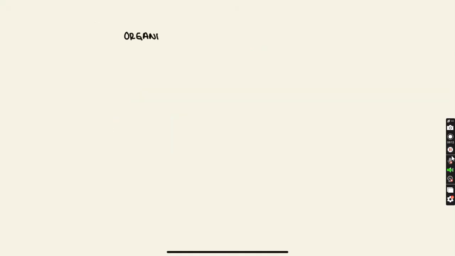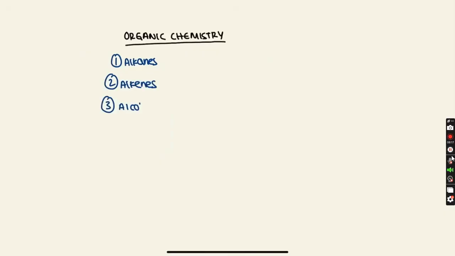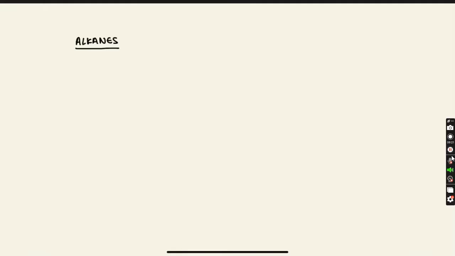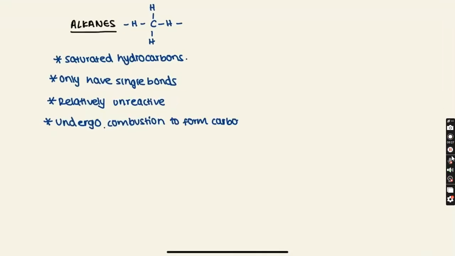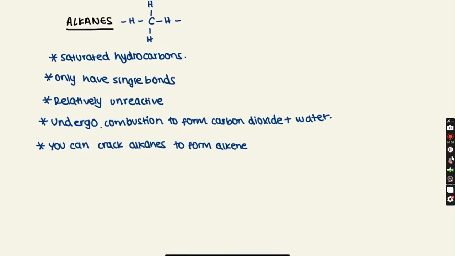With organic chemistry, we have 4 main types of groups that you need to know: alkanes, alkenes, alcohols, and carboxylic acids. Alkanes are saturated hydrocarbons. They only have single bonds, and they're relatively unreactive, but undergo combustion to form carbon dioxide and water. You can also do cracking of alkanes to form alkenes.